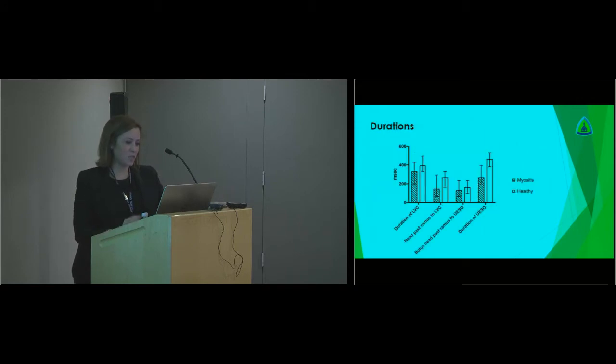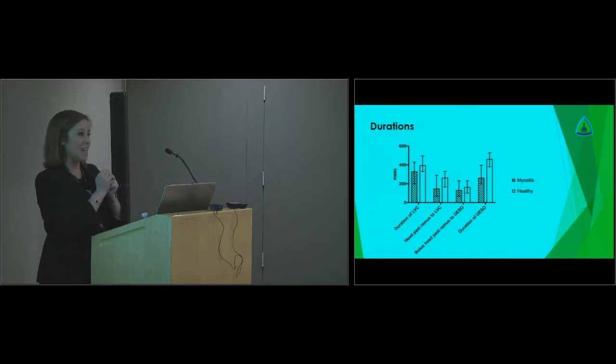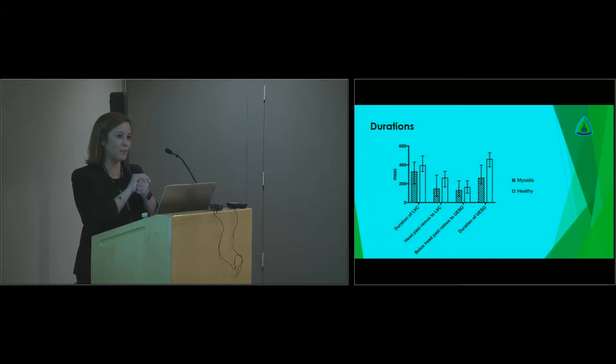What that translates to in durations is that we have a significant difference in the duration of the laryngeal vestibule closure, meaning that the ability to protect the airway in the myositis patients is diminished. So they have less time of airway closure. And we know from our previous slide that this happens because the opening is earlier, so they're not able to sustain that closure.